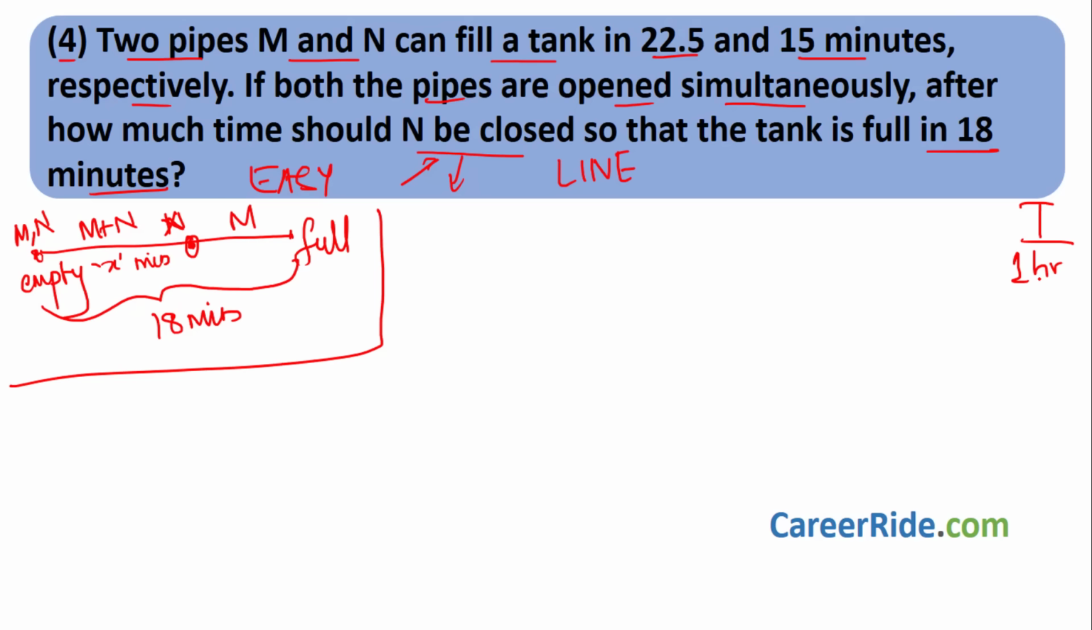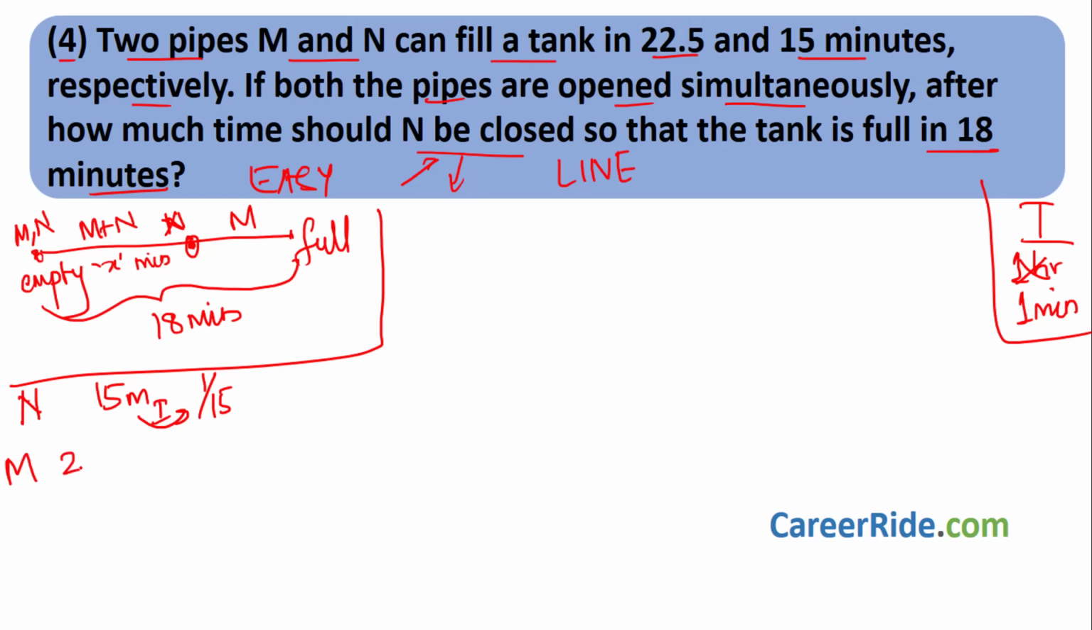But 1 hour work done, do we have hours over here? No, we have minutes. So instead of hour, we'll have 1 minute work done. That is the amount of work done by the pipe or a tap in 1 minute. What have they given? Pipe N fills the tank in 15 minutes. So in 1 minute, how much tank would be filled by pipe N? 1 by 15. Why? We just invert.